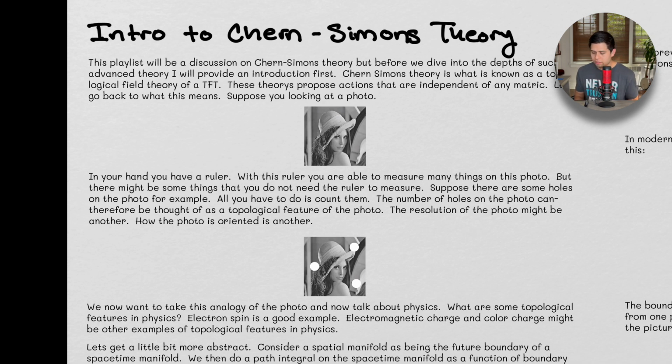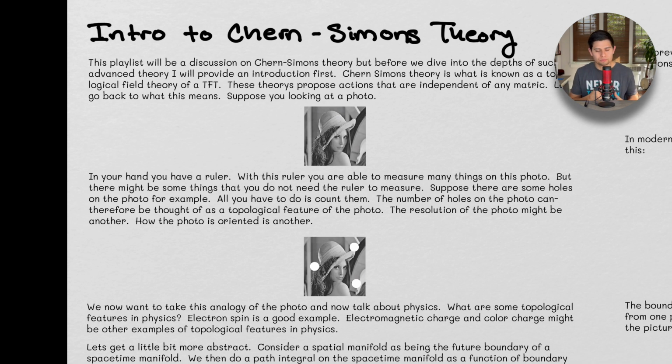So this playlist is going to be a discussion on Chern Simons theory. But before we dive into the depths of such an advanced theory, I'm going to provide an introduction first. Chern Simons theory is what's known as a topological field theory, or a TFT. These theories propose actions that are independent of a metric. So that's what it means to be a topological field theory at its core. You have an action that does not depend on a metric.